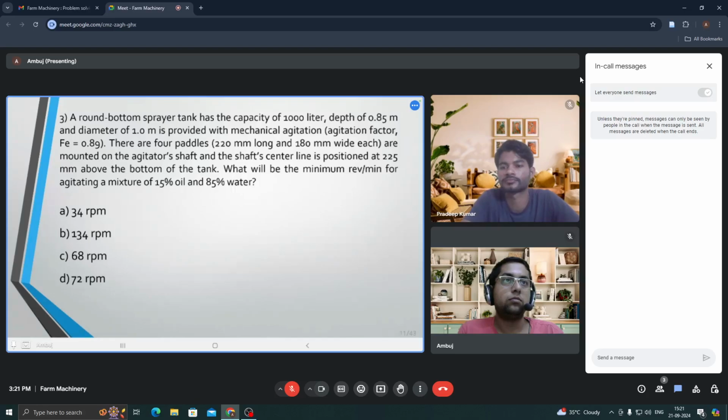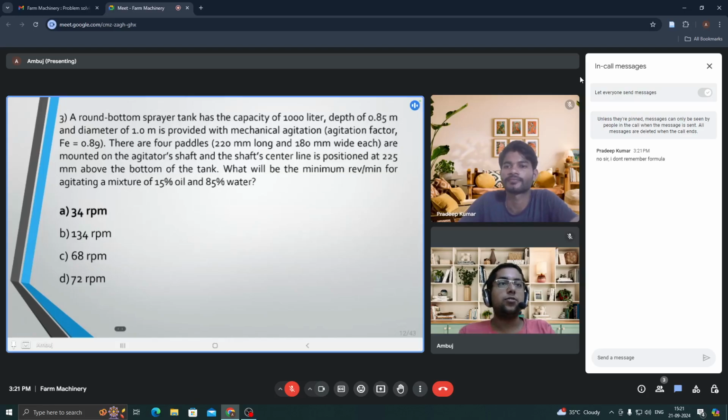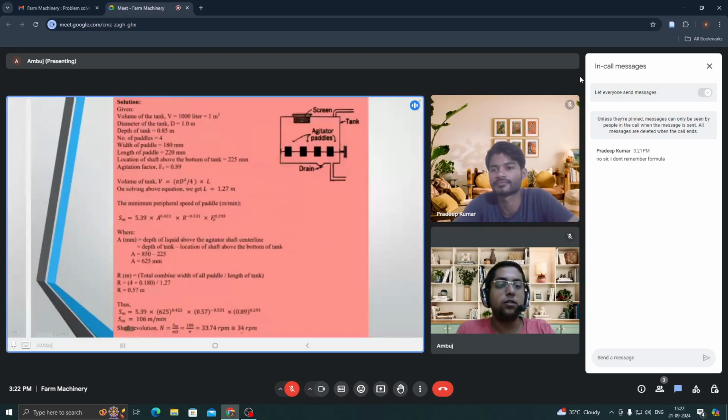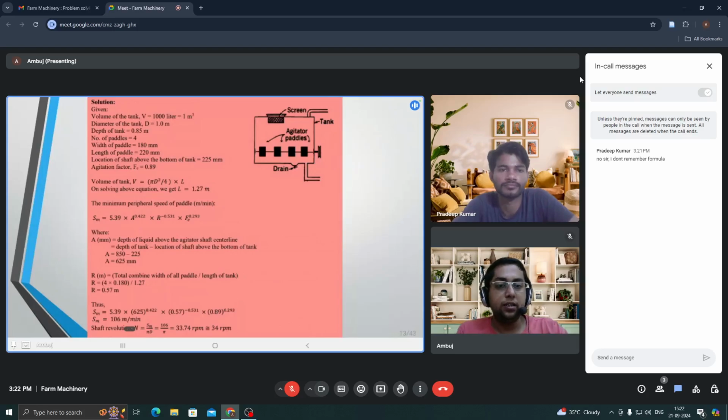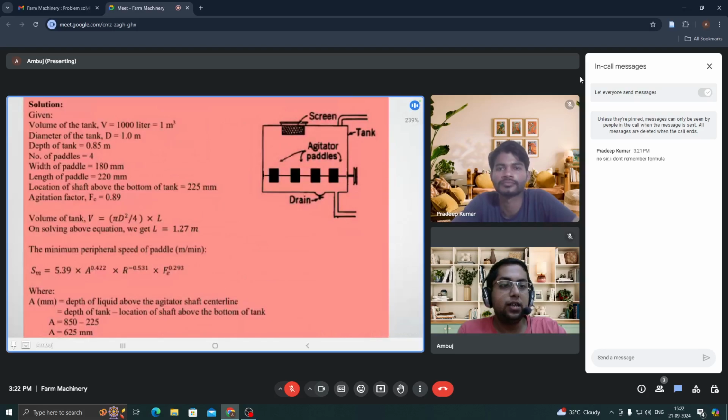It's an empirical formula actually. It has been taught in the lectures. Please try to solve it. See here, everything has been given. This is a screen, this is an agitator, then this is a tank, then this is a drain.